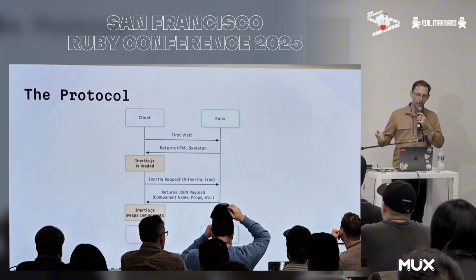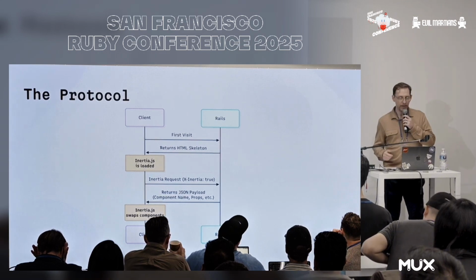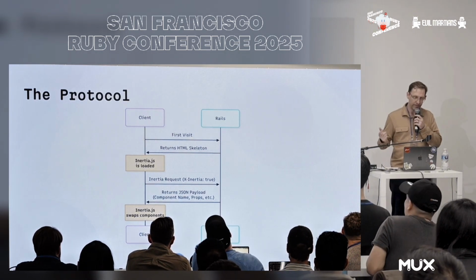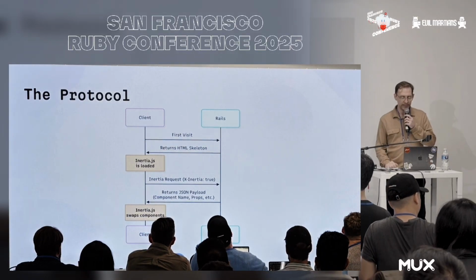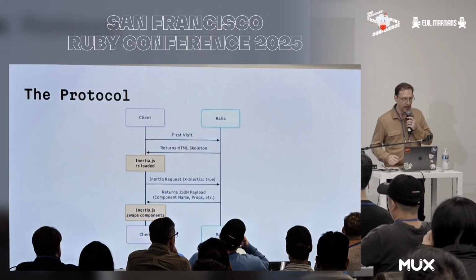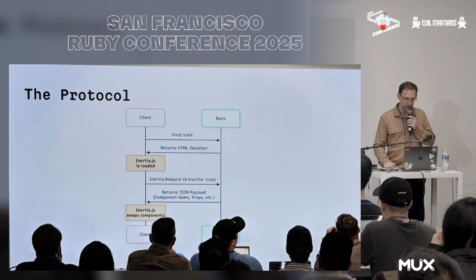So when you make a request to an Inertia application, Ruby on Rails is going to send you back a full HTML page. That page will have a single div in it. That div will be full of JSON data. On the client, Inertia is going to pull that JSON data out of the div, render a React tree or a Vue tree or a Svelte tree.